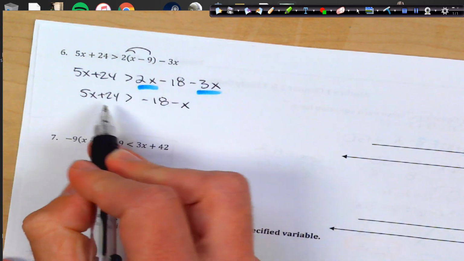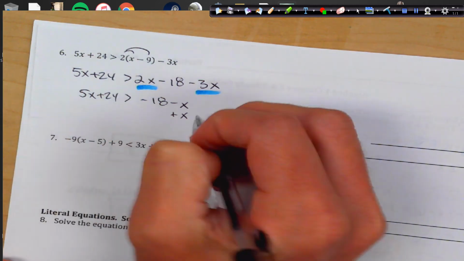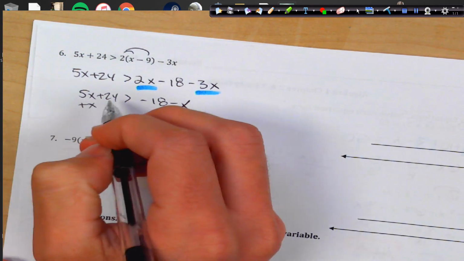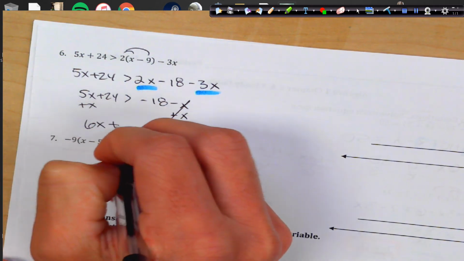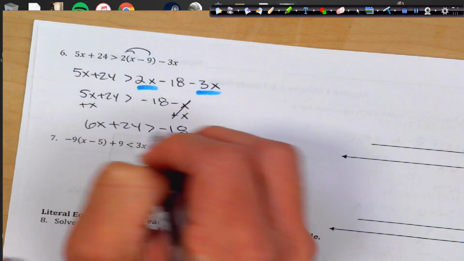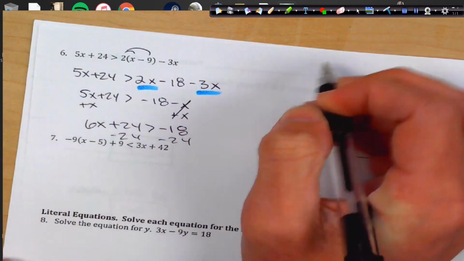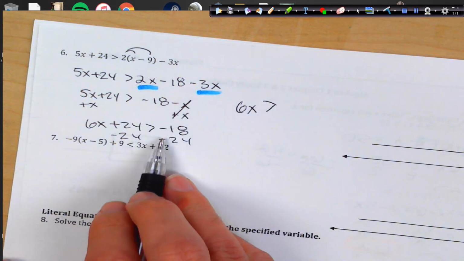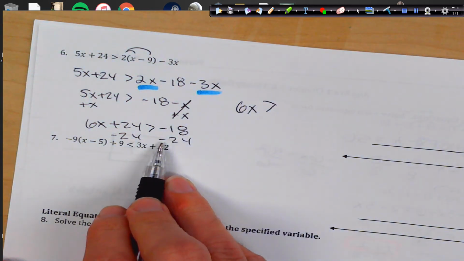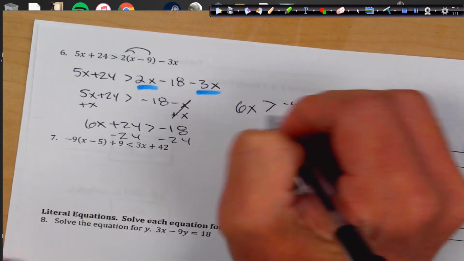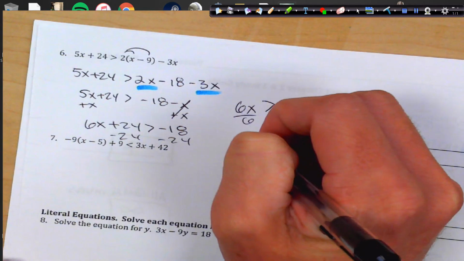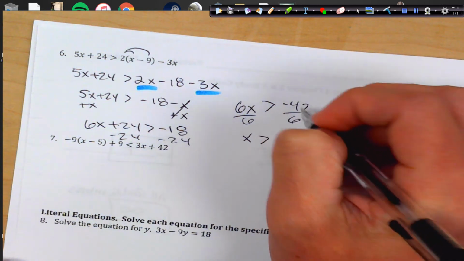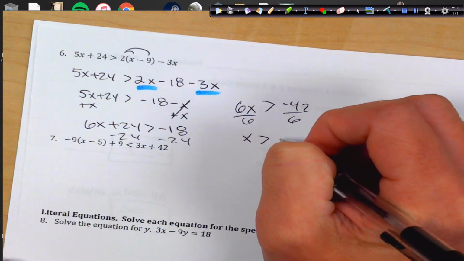And then here we're going to add this over. It's the smaller guy. Always get the variables to the same side before we start moving any constants. Subtract 24. 6x is greater than negative 18 minus 24, which is going to be negative 42. Divide by 6. I do not flip the sign because I didn't divide by a negative. I divided a negative, but not by a negative. Okay, and we get negative 7.